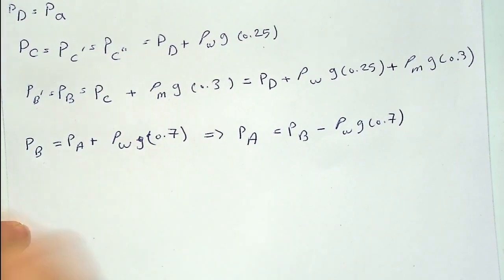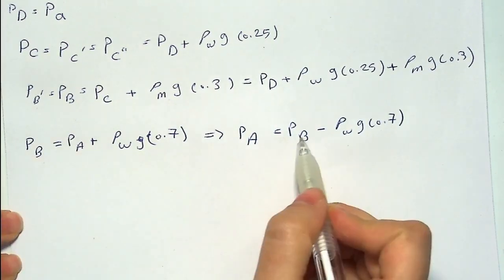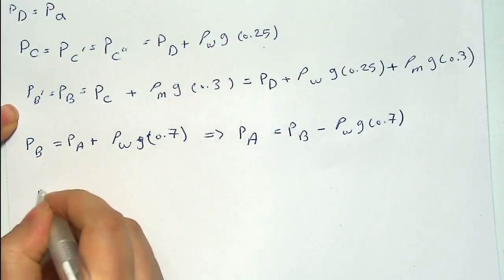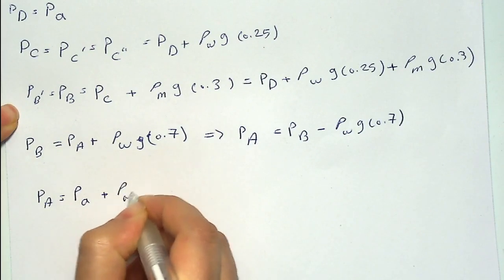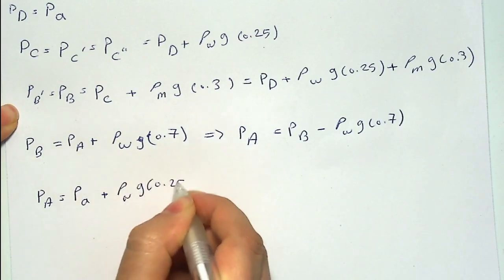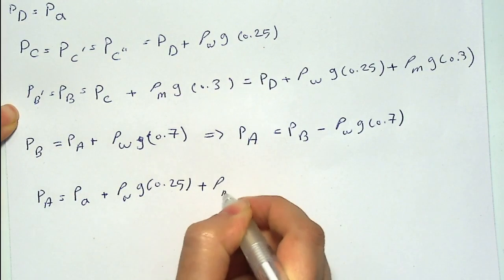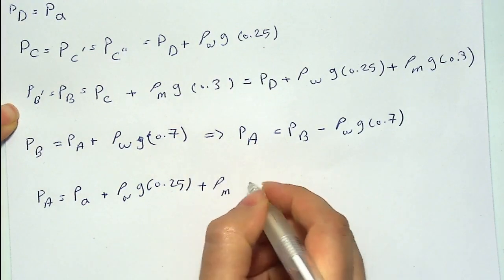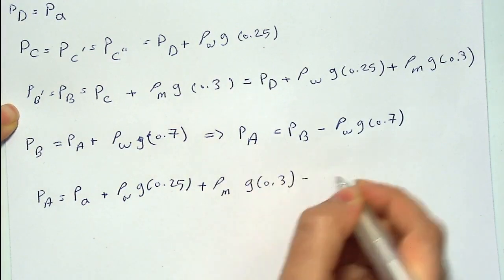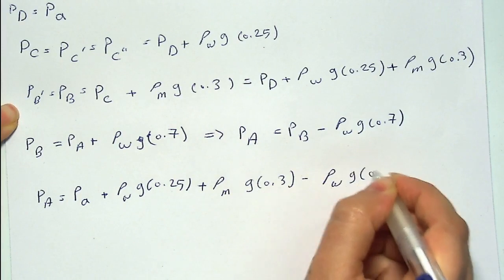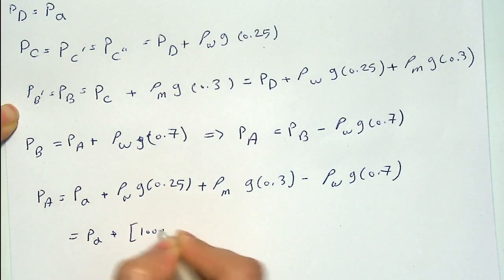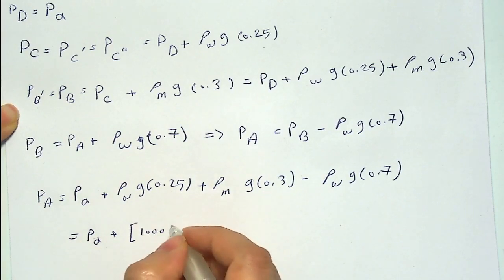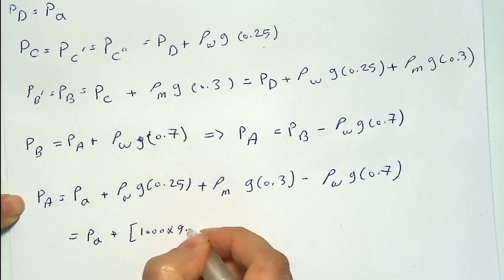Okay. So now we have the PB from the previous part. So PA would be equal to the atmospheric pressure... now we have all the parameters that we need to get the PA.